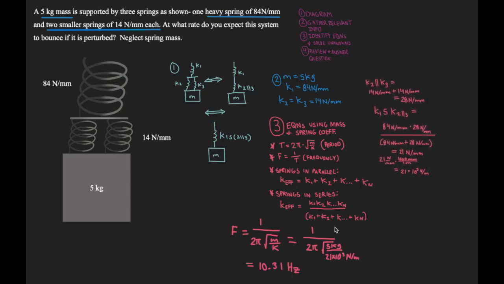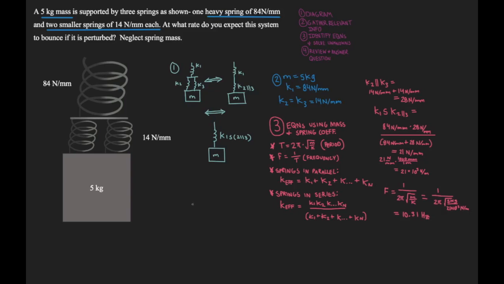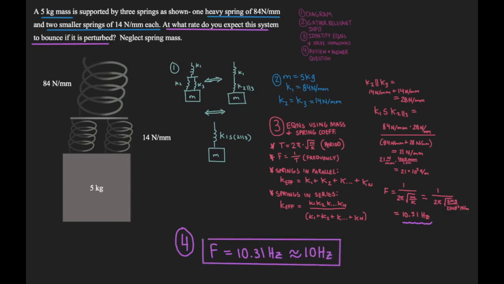Lastly, to step 4, reviewing what this problem is asking for. The rate at which we expect this system to bounce if it is perturbed. So that is indeed our frequency, the number of cycles per unit time. And we solved that to be 10.31 hertz. That wasn't an option in this question, but 10 hertz was.